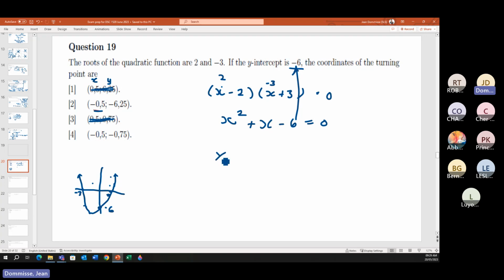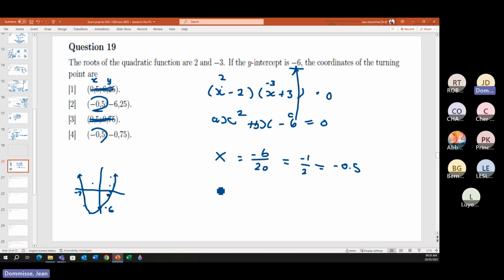Now with the turning point, we know that we can use this formula, minus b over 2a. So again, that's a, that's b, that's c. So minus b is just -1, over 2a, which is just, again, 2 times 1. So x would be 0.5, or minus 0.5. Okay, so there it's that one, or it's that one.